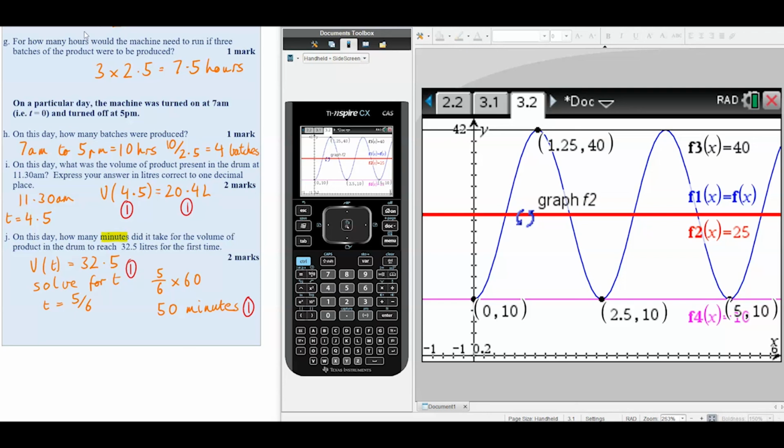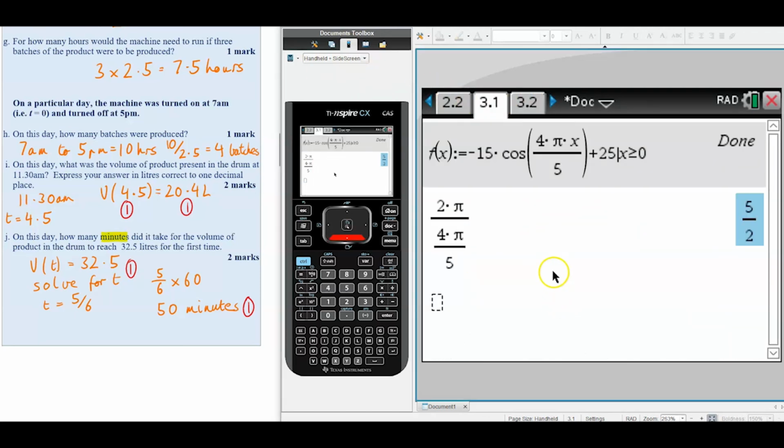On this day, what was the volume of the product present in the drum at 11:30 a.m.? Express your answer in litres correct to 1 decimal place. So here 11:30 a.m. would be the same as 4.5 hours. That's from 7 a.m. to 11:30 a.m., 4.5 hours. My 2 marks are coming from showing that I understand that t equals 4.5. You can see that here. And then the final solution to 1 decimal place of 20.4 litres. Once again, if I go back to my calculator page, all I have to do is type in that 4.5 and I get 20.36, and I just rounded correctly there.